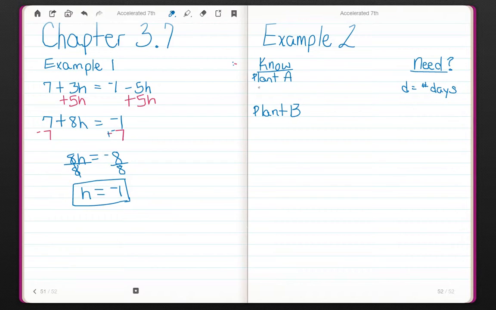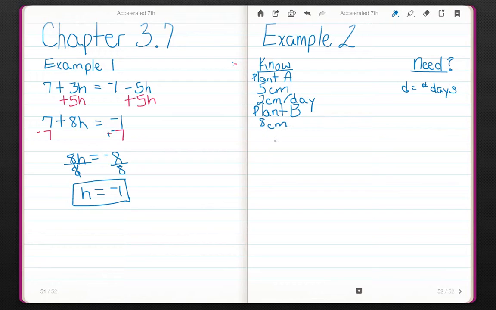I know that plant A is 5 centimeters tall and grows 2 centimeters per day. Plant B is 8 centimeters tall and grows 1.5 centimeters per day. So how do I write this into an equation? Well, I want plant A to equal plant B. That's my goal. I want them to be the same height.